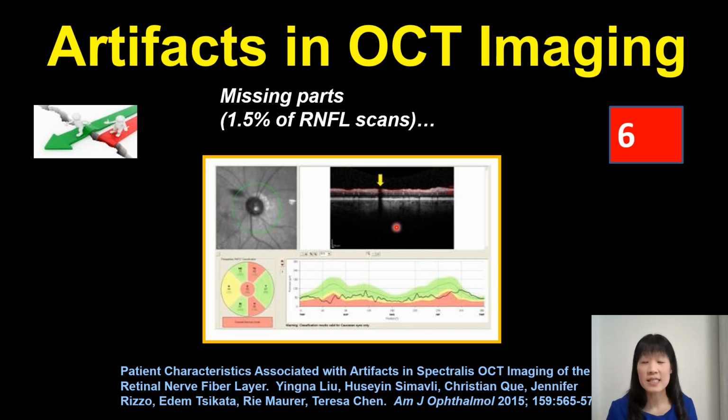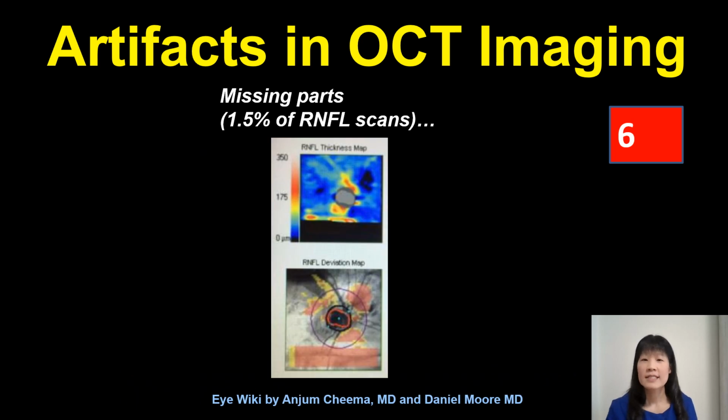Sometimes we get missing scan parts if that green circle scan for the RNFL printout is scanning over a floater and there's missing OCT data. Sometimes you get missing data in the Cirrus OCT printout because the patient blinked. So this is not red deviation on the deviation map from RNFL thinning. This is quote unquote artifactual thinning from the patient blinking, so there's no data.